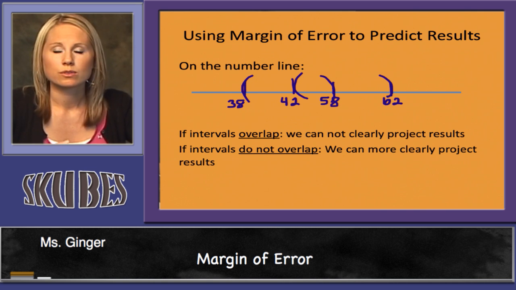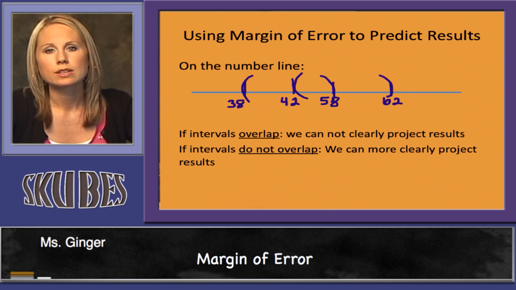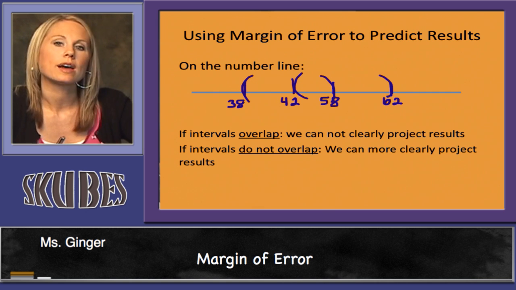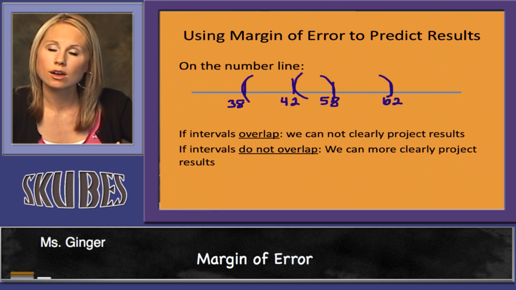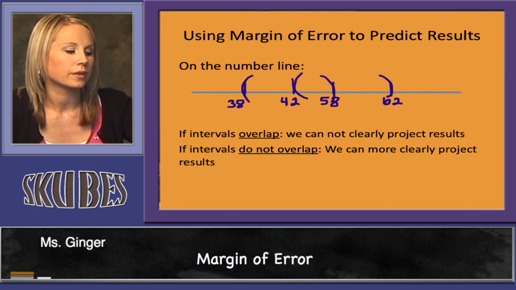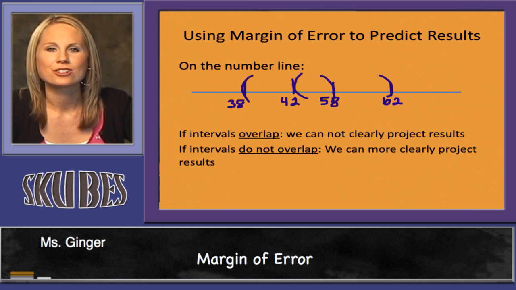Now, if we want to go back and do the survey again and increase our sample size, we might get more clear results, and we might want to do that until we have intervals that do not overlap, so that we can clearly predict the results if possible. And that's how we use it in a real-world scenario. So this concludes our lesson on margin of error.